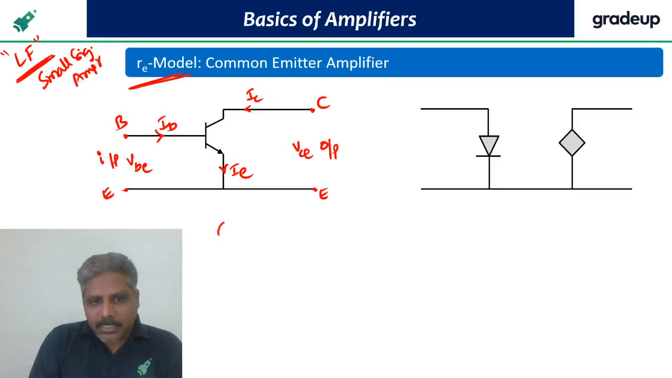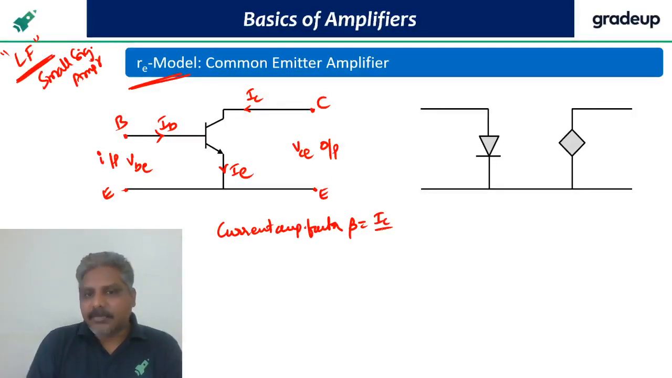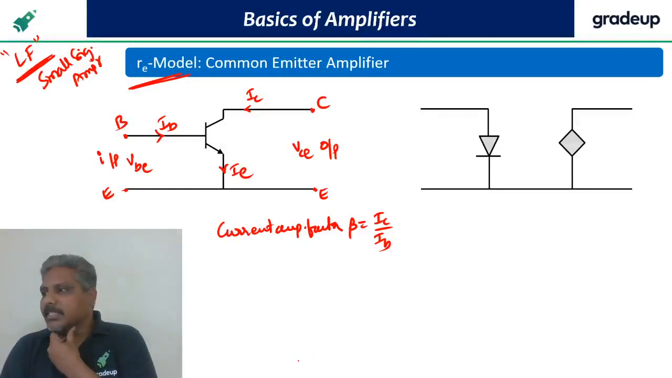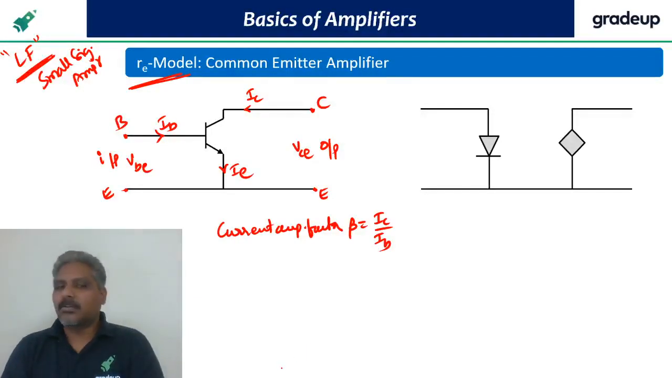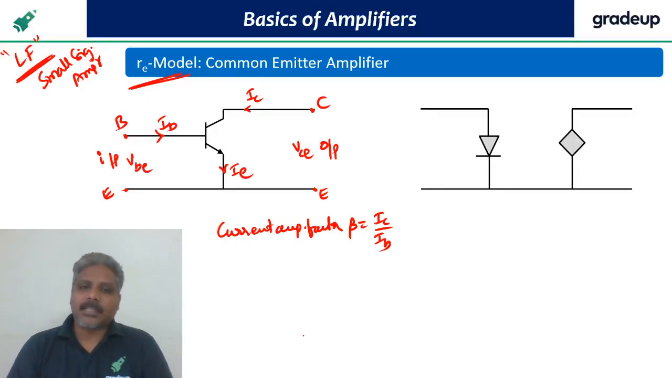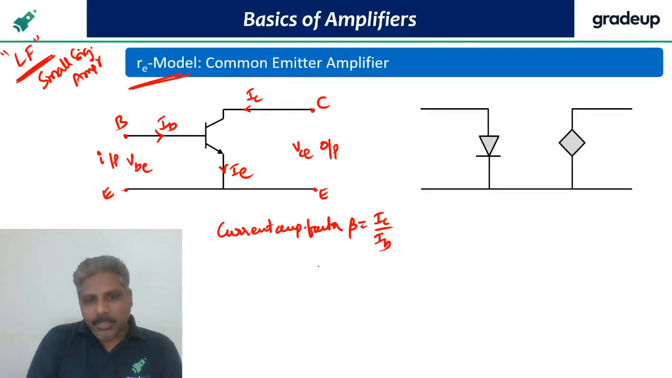Again, let us define the current amplification factor here. What is it denoted with? Beta. What is beta? Output current IC divided by input current IB. Low frequency range means generally in the order of kilohertz and megahertz, not more than that. So can I write what IC is here? It is beta times IB.